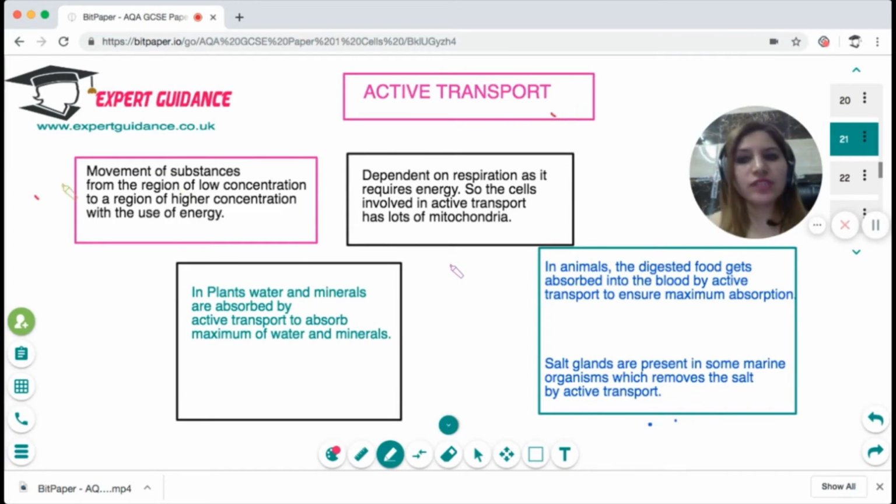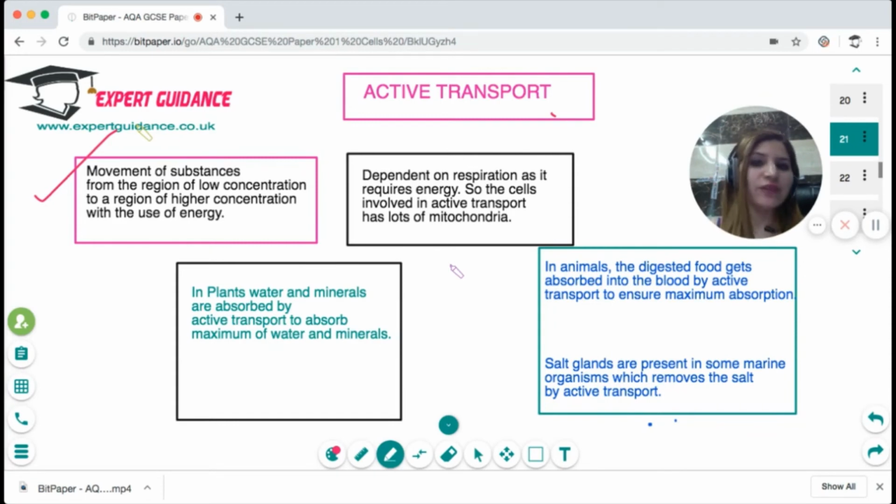Now, the next transport is active transport. Active transport, as you remember, we did uphill and downhill. So active transport is uphill. That is the movement of substances from low concentration to high concentration, against the concentration gradient, with the use of energy. It is dependent on respiration as it requires energy.